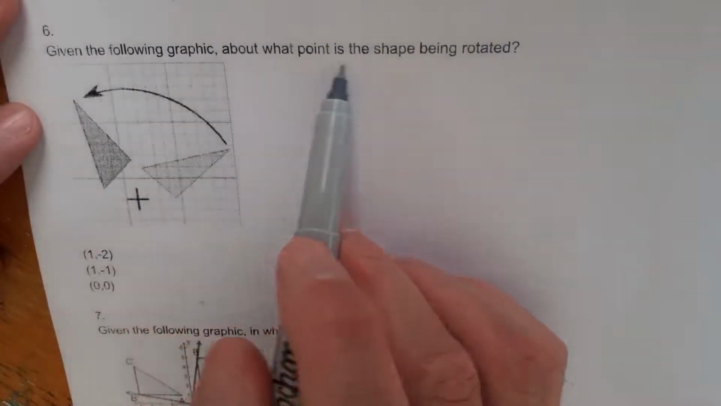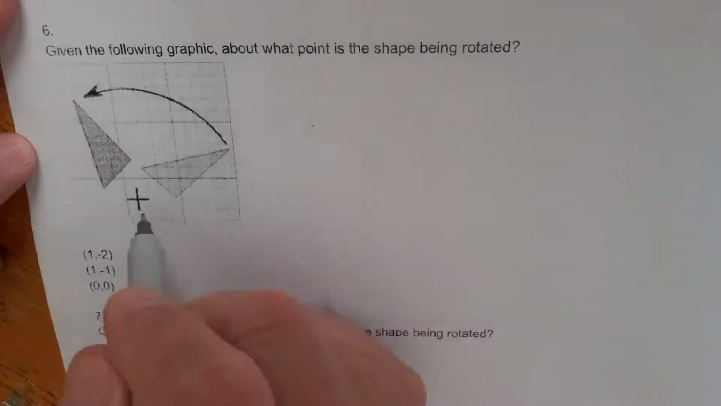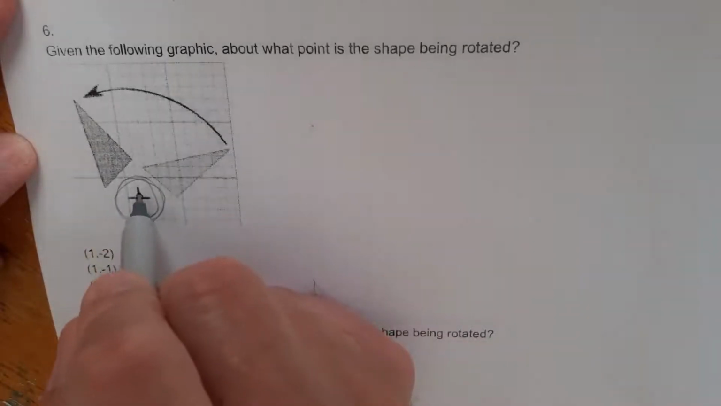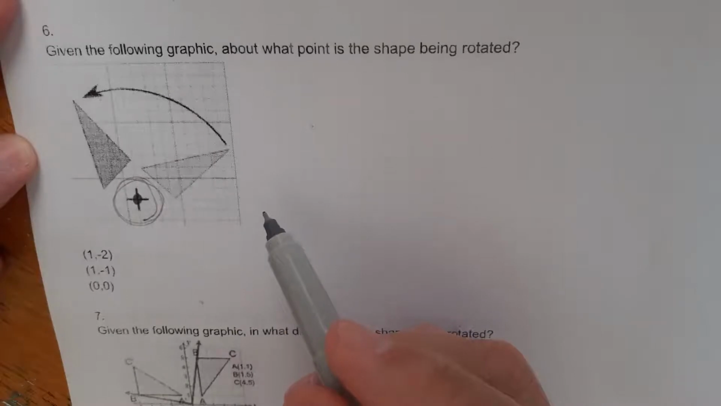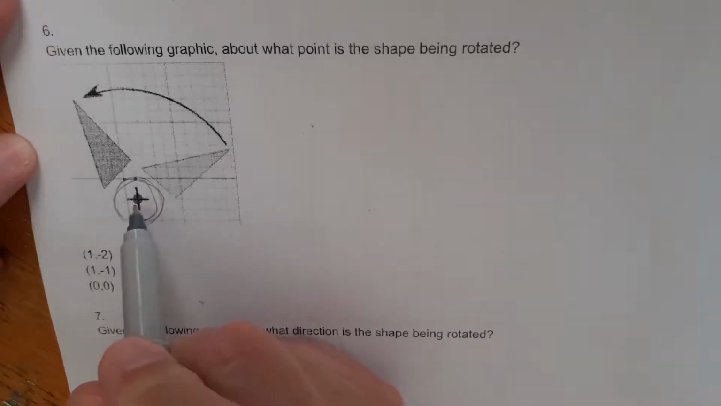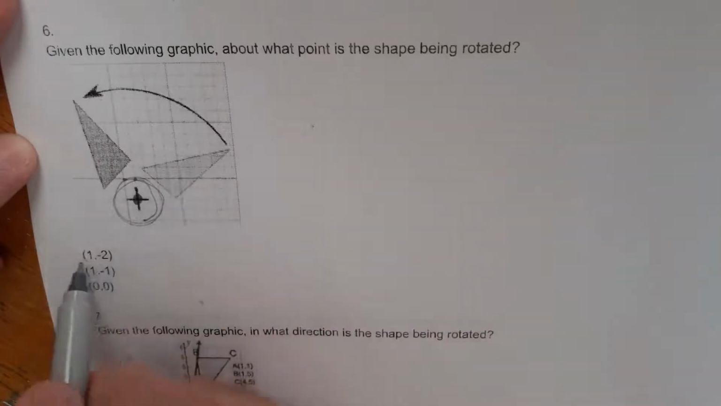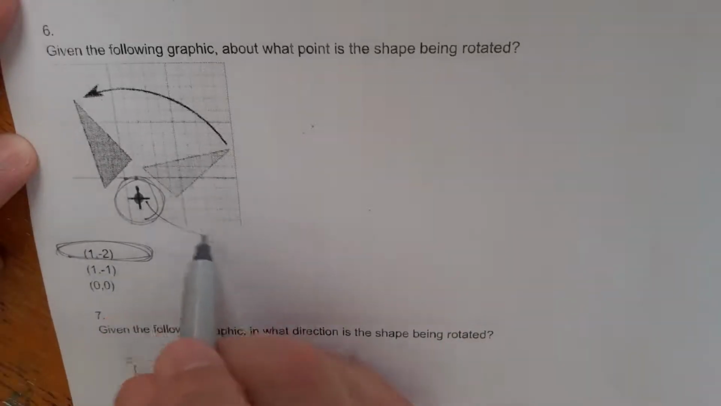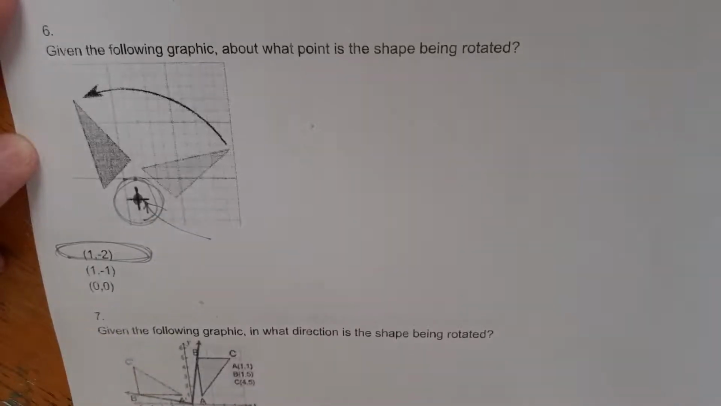Given the following graphic, about what point is it being rotated? So this one, again, they're spelling it out for us right here. Right? So if they spell it out, this is 1 and 1, 2. Yeah, 1, 2. All right? So 1, minus 2 is the location of this point right here.